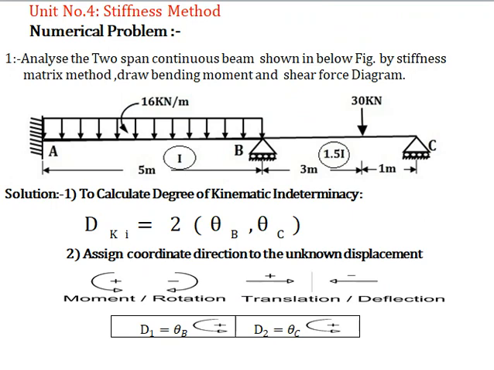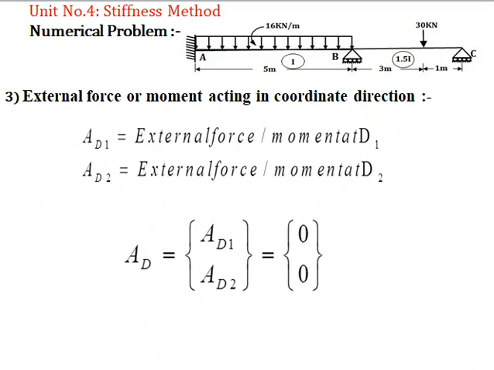So these points were discussed in the previous video. We also went through the external force or moment acting in the coordinate direction. So theta b and theta c are the coordinate directions. In that direction there is no external moment acting at b and c. So AD1 is equal to 0 and AD2 is equal to 0.